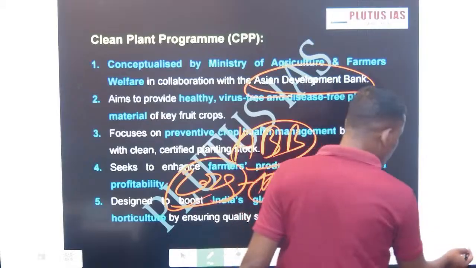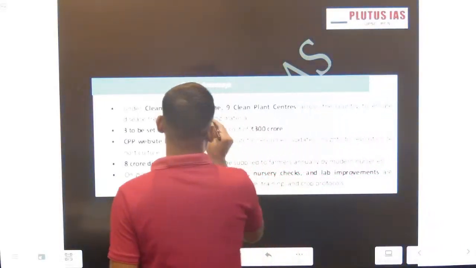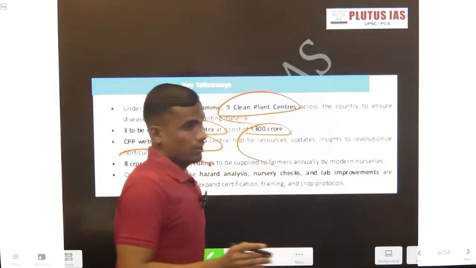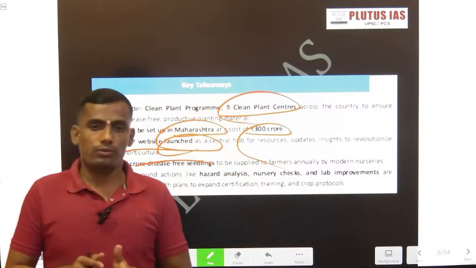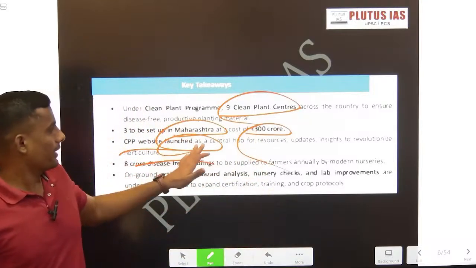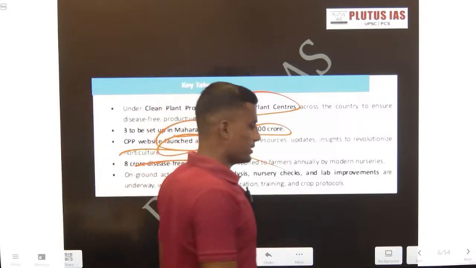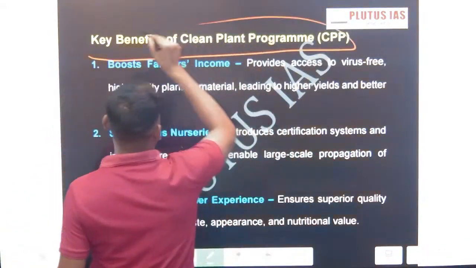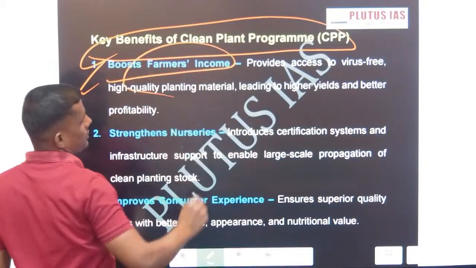Now what are the benefits of this scheme? Particularly, what exactly has been the performance of this scheme in the last one year, setting up the nine clean plant centers? Okay, these are now the key benefits of the CPP. Okay, boosting the farmers' income.